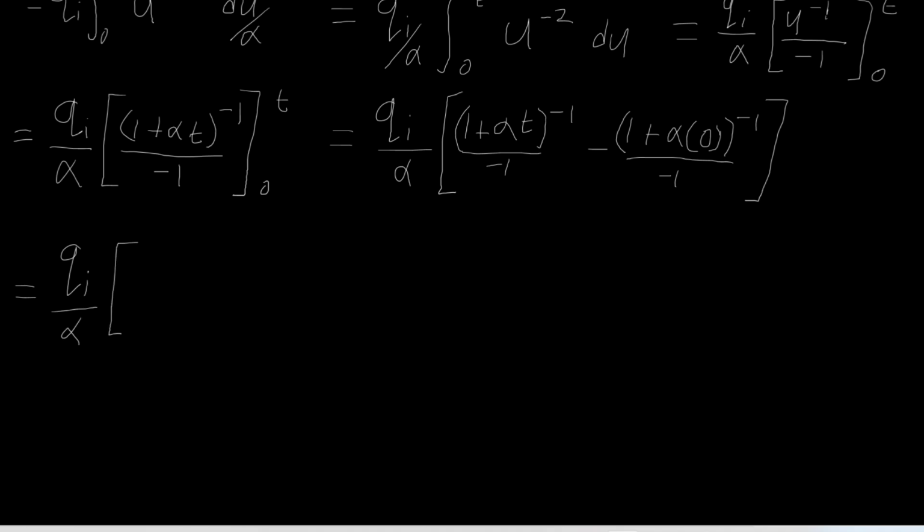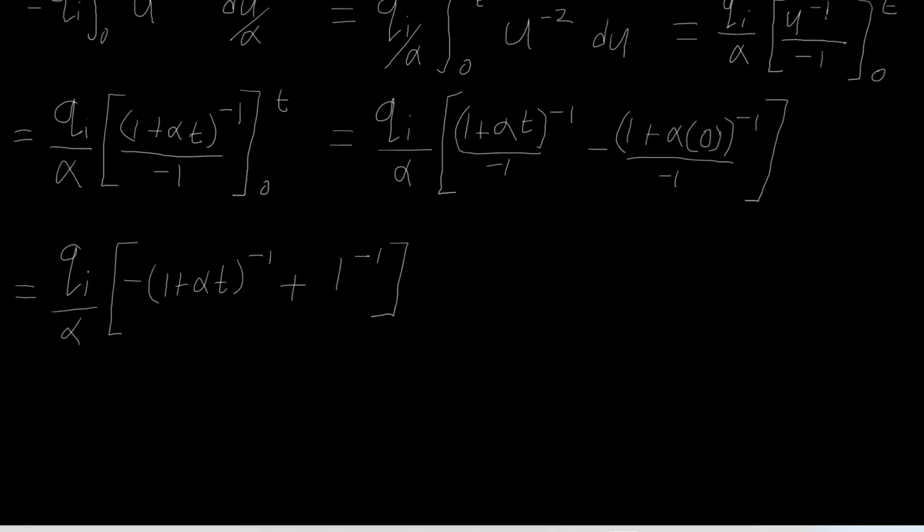Now from here we have qi over alpha. Our minus, we can choose to take it up, so we can have this not in fraction form anymore, and we have minus 1 plus alpha t to the power minus 1, minus, the same thing will also happen here. Our minus will go up, but it will not affect this minus here. We keep changing here towards plus. Okay, so minus times minus is always giving us plus. Now alpha times 0 is 0. 1 plus 0 is 1. So we are left with 1 raised to power minus 1.